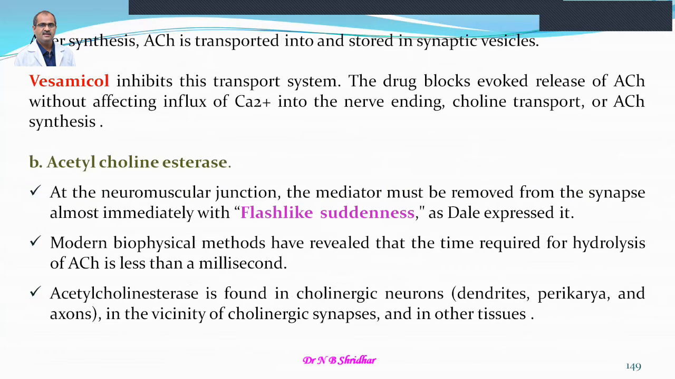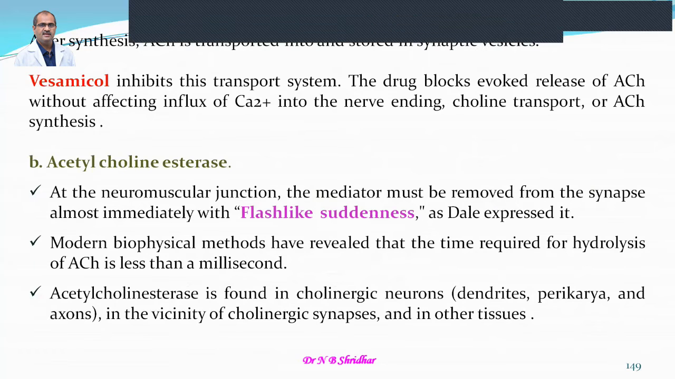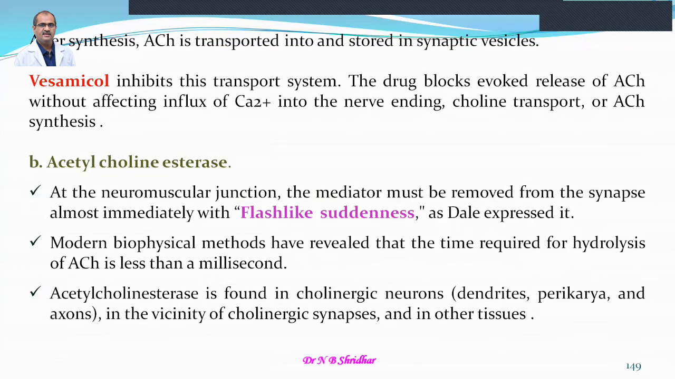After synthesis, this acetyl-CoA and the choline combine to form acetylcholine, and then they are transported into and stored in the synaptic vesicles. Here, one of the drugs we have to remember is vesamicol. Vesamicol inhibits the transporter system.